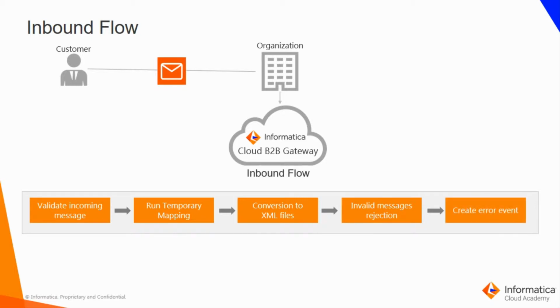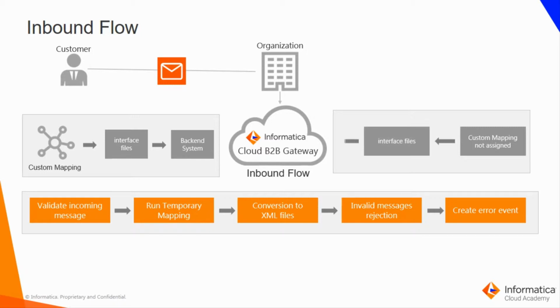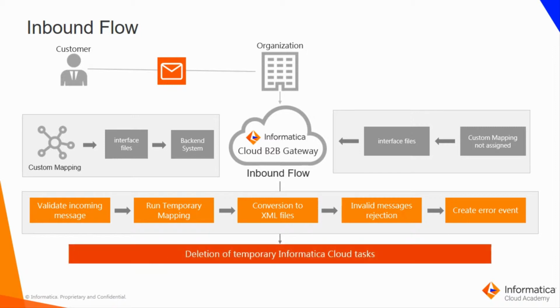Informatica Cloud B2B Gateway may send an EDI functional and technical acknowledgement to the partner and use a custom mapping to process the interface files to the backend system, if opted during the partner definition. If a custom mapping was not assigned during the partner definition, the inbound flow ends with the placement of the interface files on Informatica Cloud B2B Gateway. In this case, the organization can use their own method to process the interface files to their backend systems. Finally, Informatica Cloud B2B Gateway deletes the temporary Informatica Cloud tasks that were created during the inbound flow.